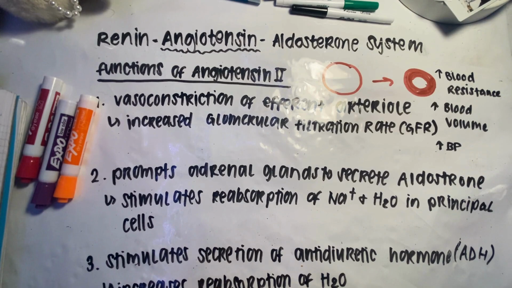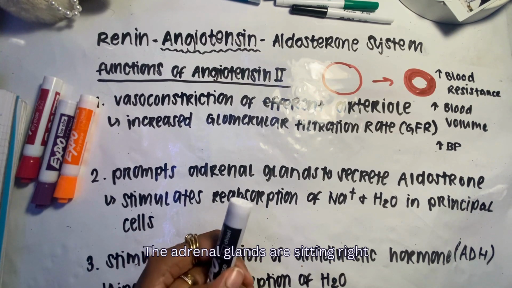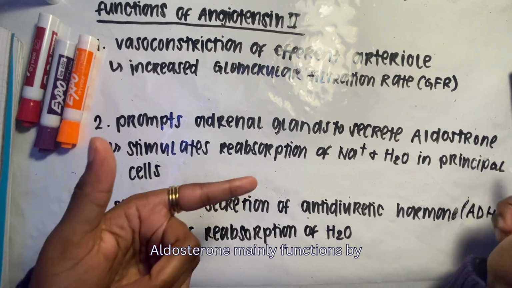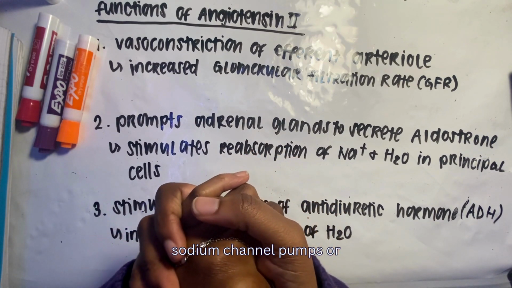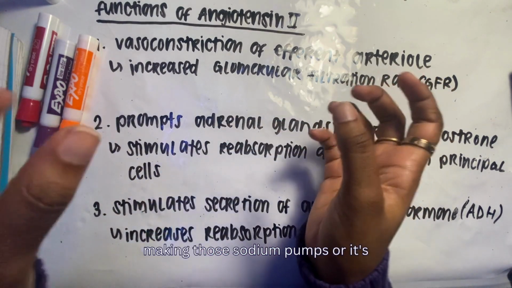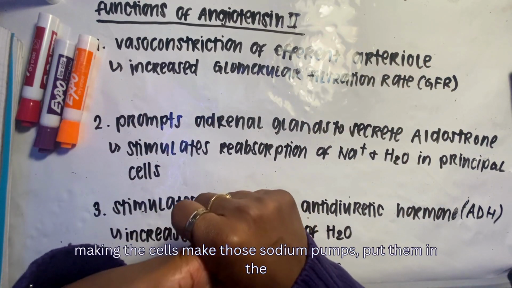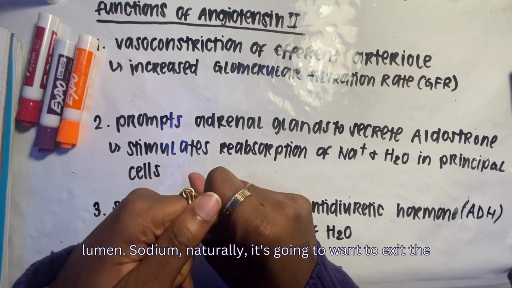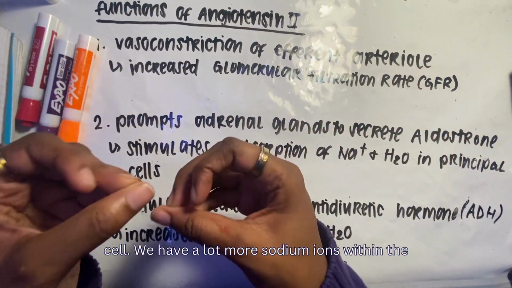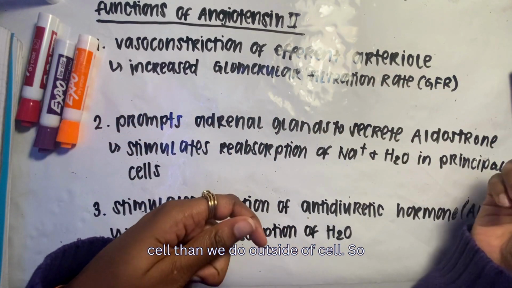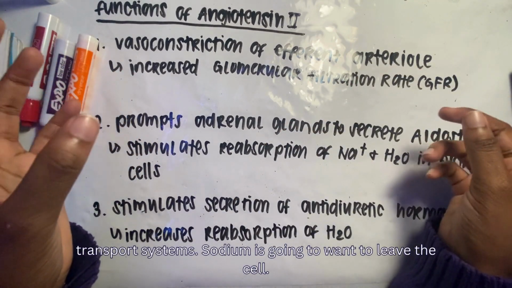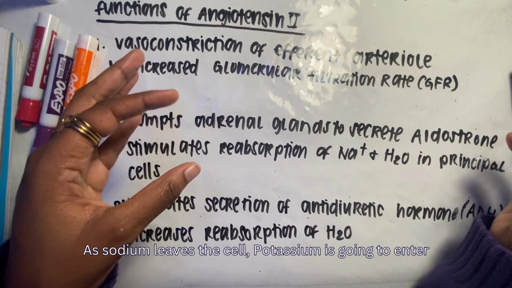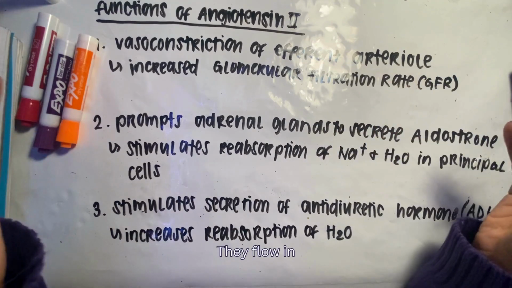Next, angiotensin 2 prompts the adrenal glands to secrete aldosterone. The adrenal glands are sitting right above the kidneys. Aldosterone mainly functions by increasing the production of sodium channel pumps or sodium pumps. So it's making the cells make those sodium pumps and put them in the lumen. Sodium, naturally, is going to want to exit the cell. We have a lot more sodium ions within the cell than we do outside of the cell. So following that high to low concentration, a lot of passive transport systems, sodium is going to want to leave the cell. As sodium leaves the cell, potassium is going to want to enter the cell, or they just flow in differing directions.